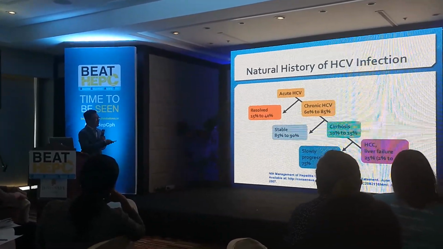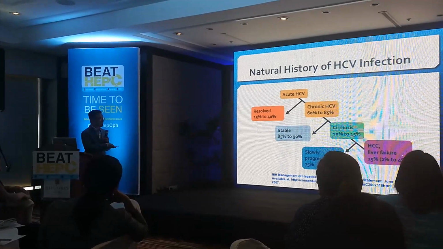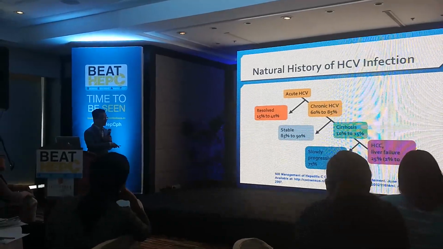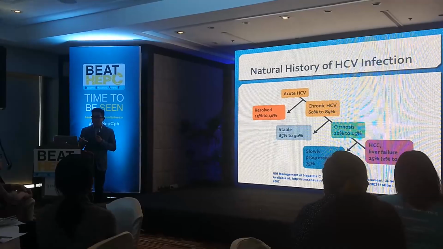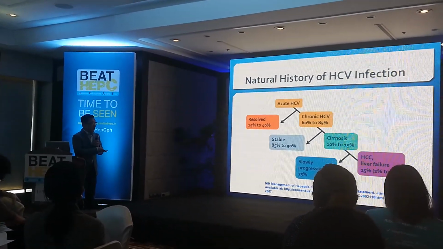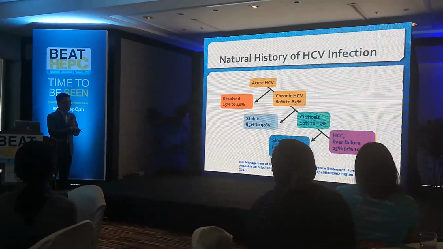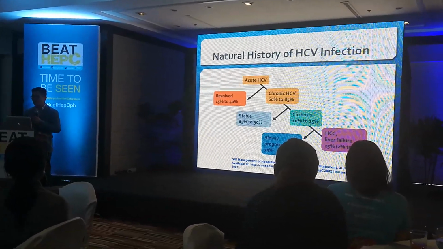Fortunately, even though a great majority of patients who get infected with the hepatitis C virus, only a small proportion develop cirrhosis, about 10 to 15% of the 60 to 85%, and they develop cirrhosis over a period of 20 to 25 years. Okay, and only 2 to 4% of those cirrhotic patients will develop liver cancer, at a rate of 2 to 4% on an annual basis.